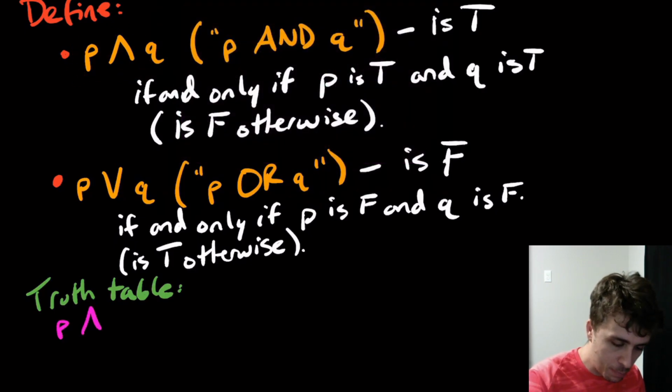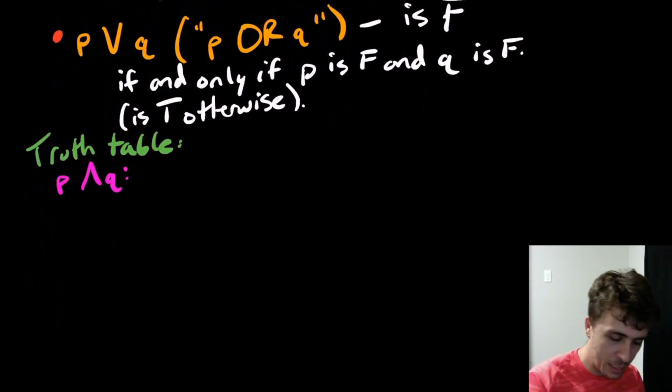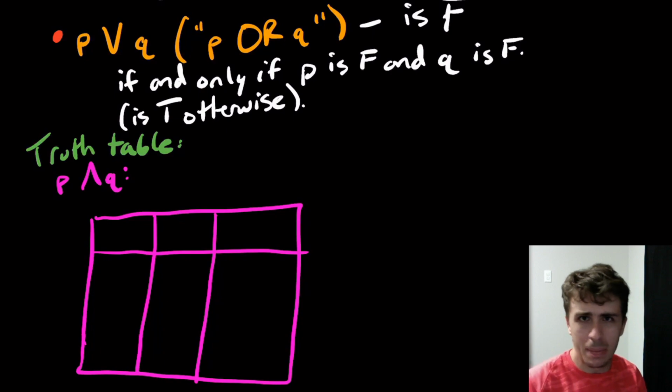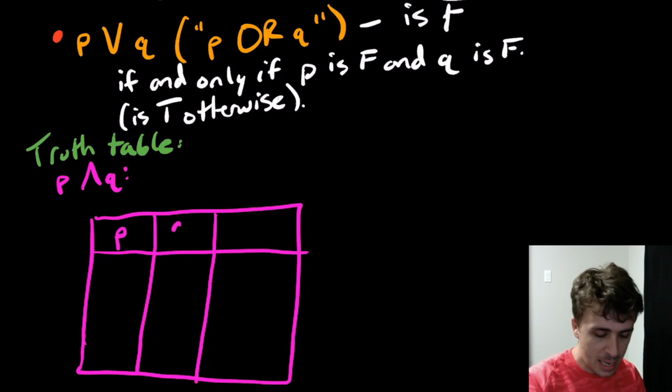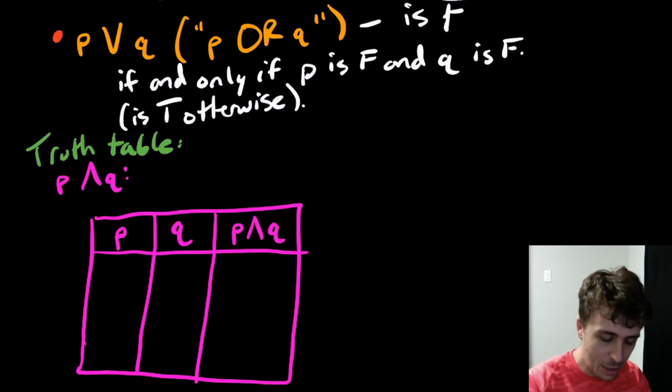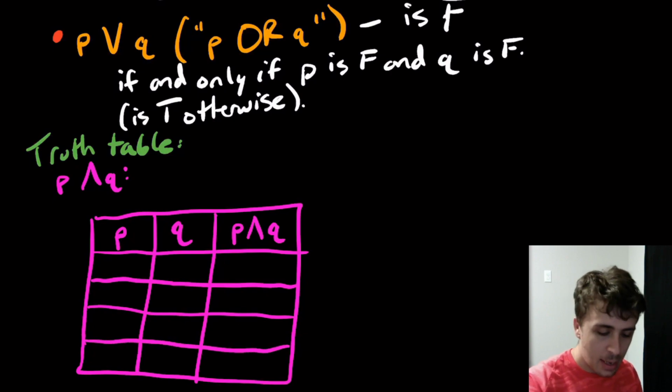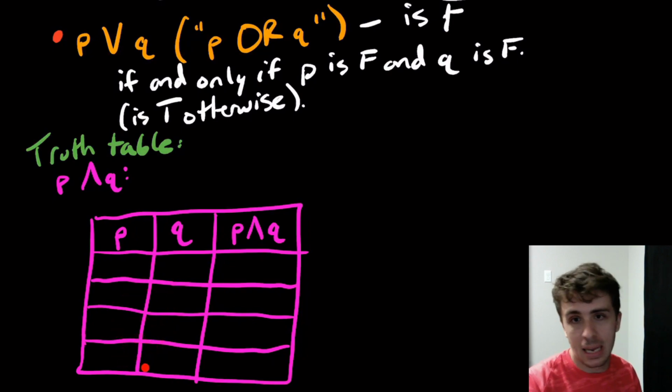So how do we actually make the truth table for this? We're going to make 3 different columns of a little table right here. The top is just going to be the labels of the columns, and I'm going to call them P, Q, and P and Q. And we're going to have, in this case, 4 rows after that, which correspond to the 4 possibilities of what P and Q could be.